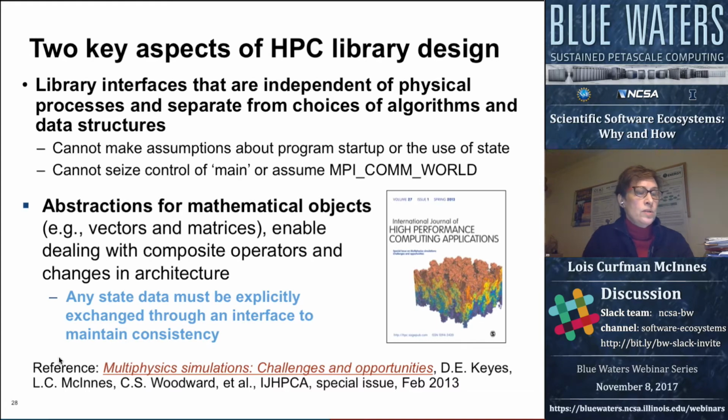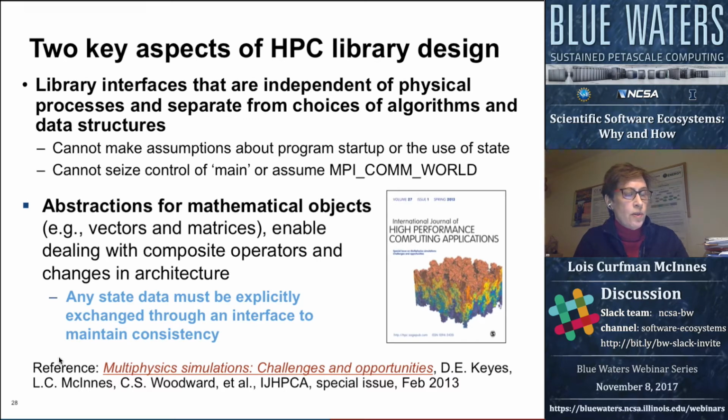So we want software to be developed with recognition that it very likely will be used in a broader set of programs or in a broader ecosystem. So we don't want software to make assumptions about its startup or use of state, and we don't want it to seize control of the entire set of processes. We want to work with what's provided to it. So it's very important to use abstractions for mathematical objects, for example, for vectors, matrices, and other things that represent important entities in your modeling, and then to exchange data explicitly through an interface.